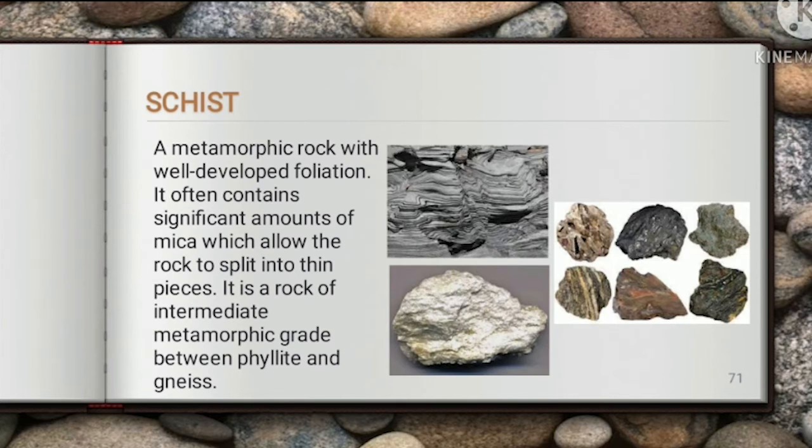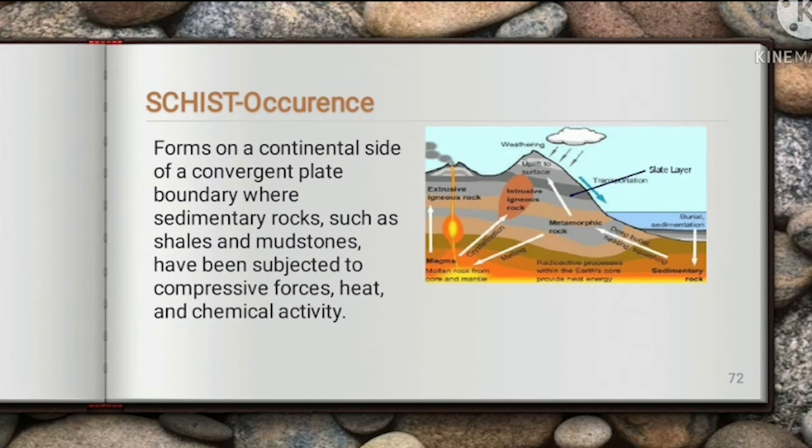Schist, a metamorphic rock with well-developed foliation. It often contains significant amounts of mica, which allows the rock to split into thin pieces. It is a rock of intermediate metamorphic grade between phyllite and gneiss. It forms on the continental side of convergent plate boundaries where sedimentary rocks such as shales and mudstone have been subjected to compressive processes, heat, and chemical activity.